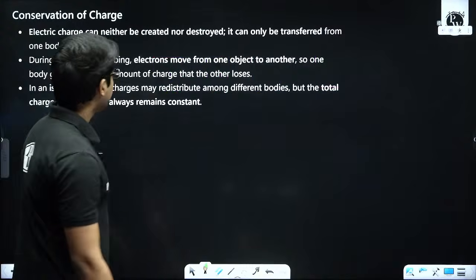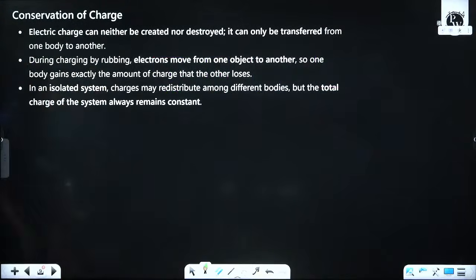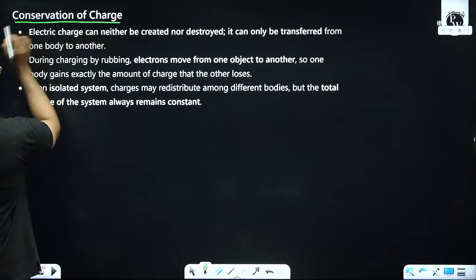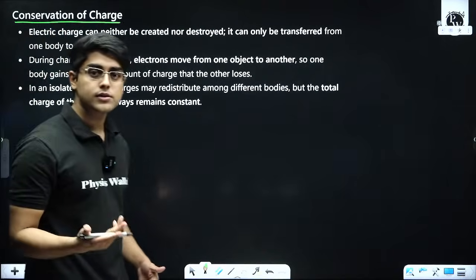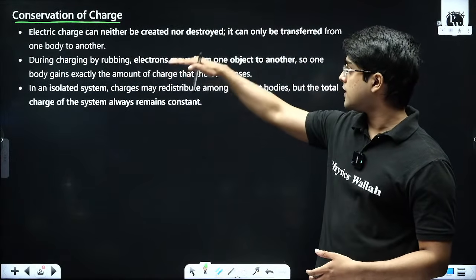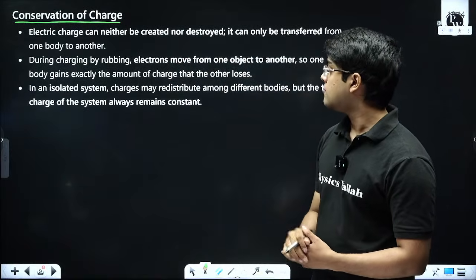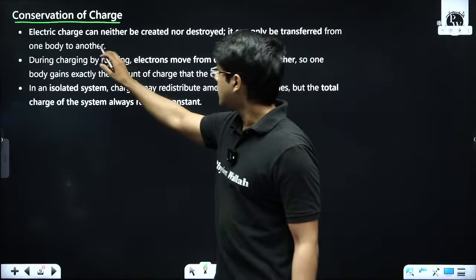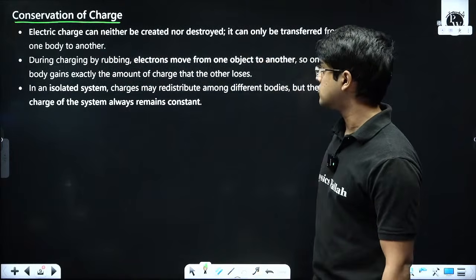Then the next thing is conservation of charge. Now, conservation, this term is pretty commonly used in physics. So what do we mean by conservation? Conservation simply means it's a constant, okay? So if we say that charge is conserved, we are just saying that charge remains constant. It cannot be created or destroyed.